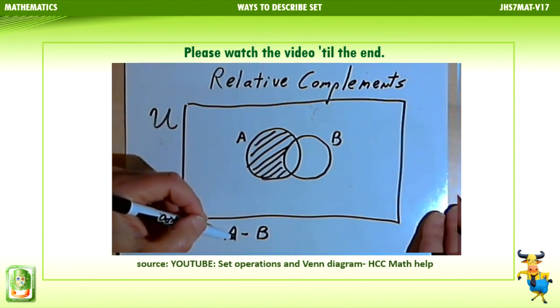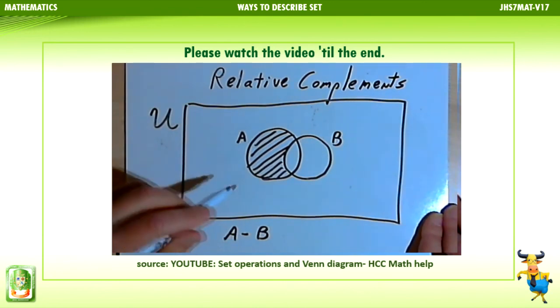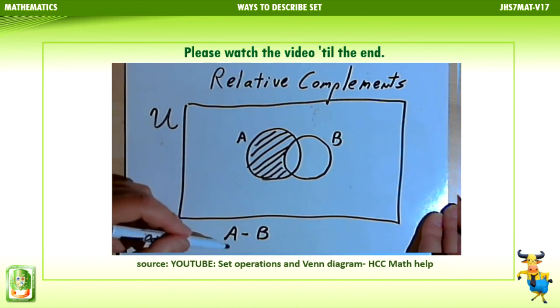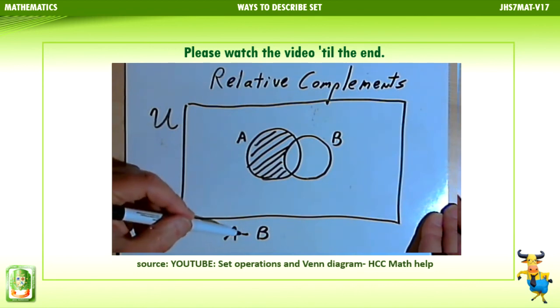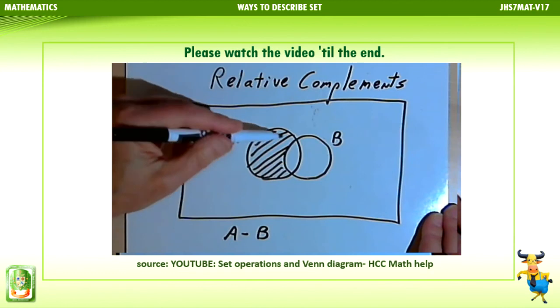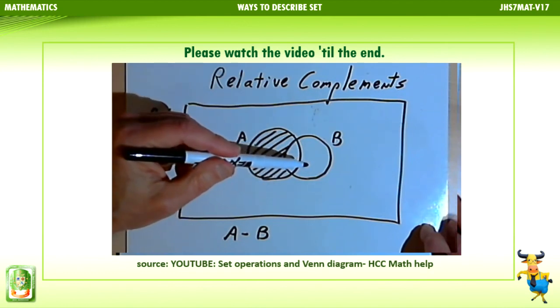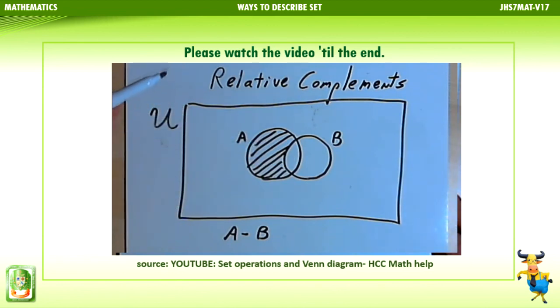Some people will say that's A minus B. Technically, that's wrong. Officially, you should be saying the relative complement of B in A. As long as you know what to do when you see this, the A minus the B, and you're dealing with sets, you'll be fine. What you're doing is you're taking all of set A except for the elements that were in set B. Okay? So that's relative complements, set complements, intersections, and unions.